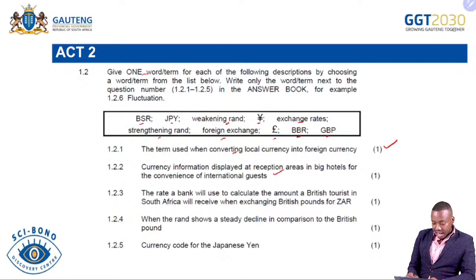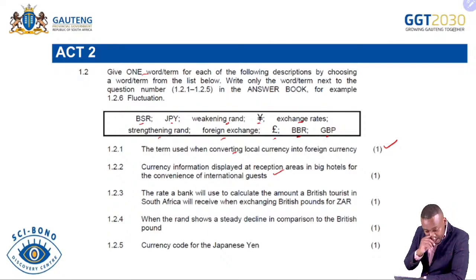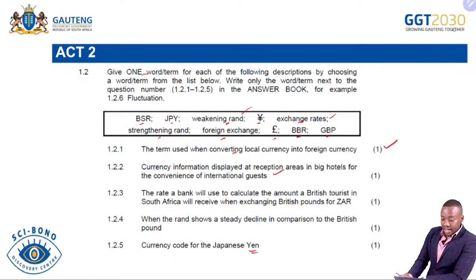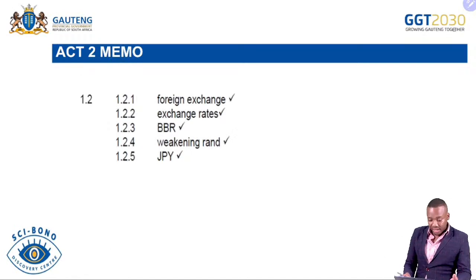The rate a bank will use to calculate the amount of British pound, what do you call that? Again, exchange rates. Those are the rates that we spoke about. When the rand shows a steady decline in comparison to the British pound, then we are saying what? It is what? Weakening rand, right? You need to know that, and also the currency codes from grade 11. Let's check whether we are correct.